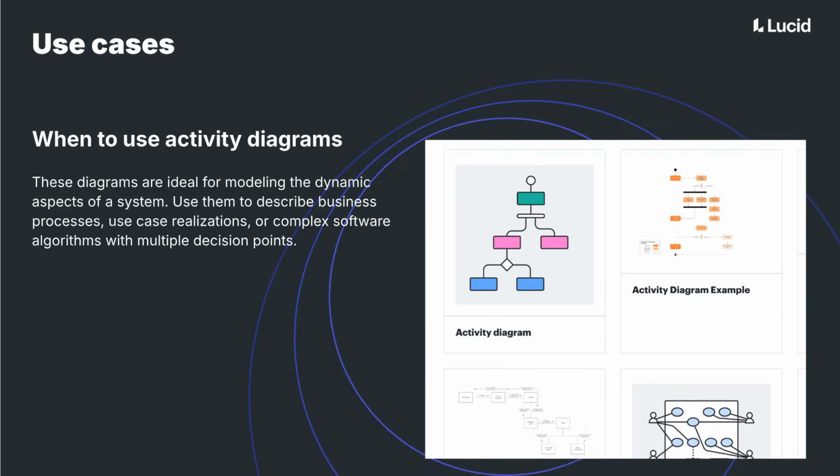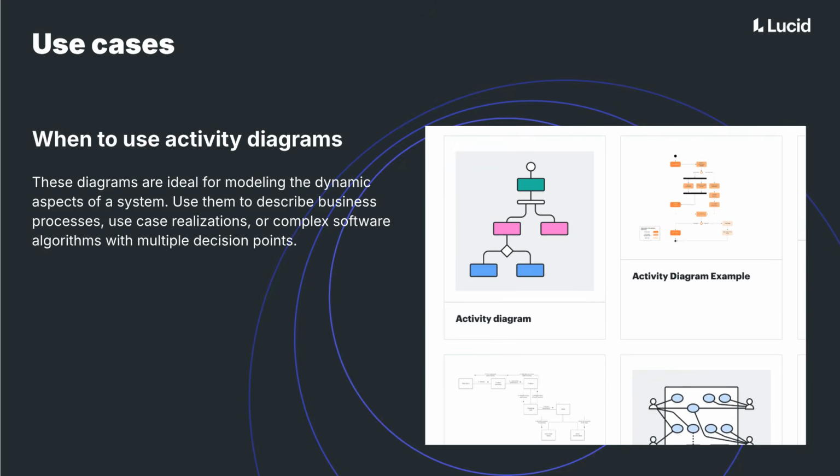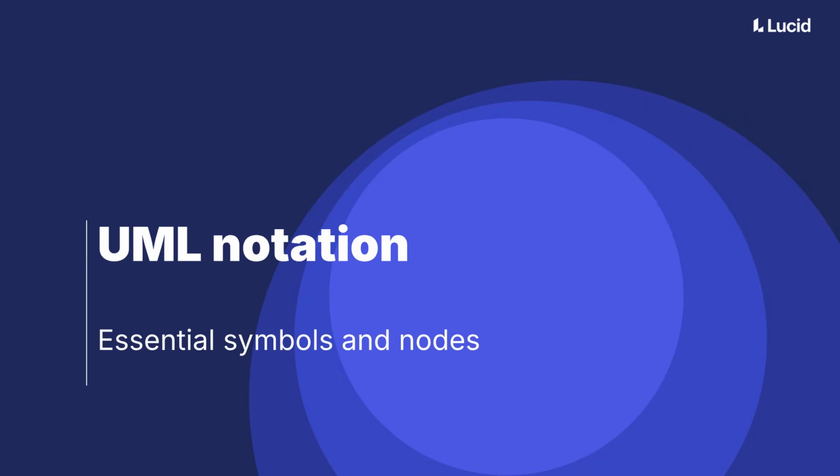When should I use activity diagrams? You should use them to model dynamic aspects of a system, such as detailing business processes or complex software algorithms with multiple decision points. To build an effective diagram, you need to understand the language.